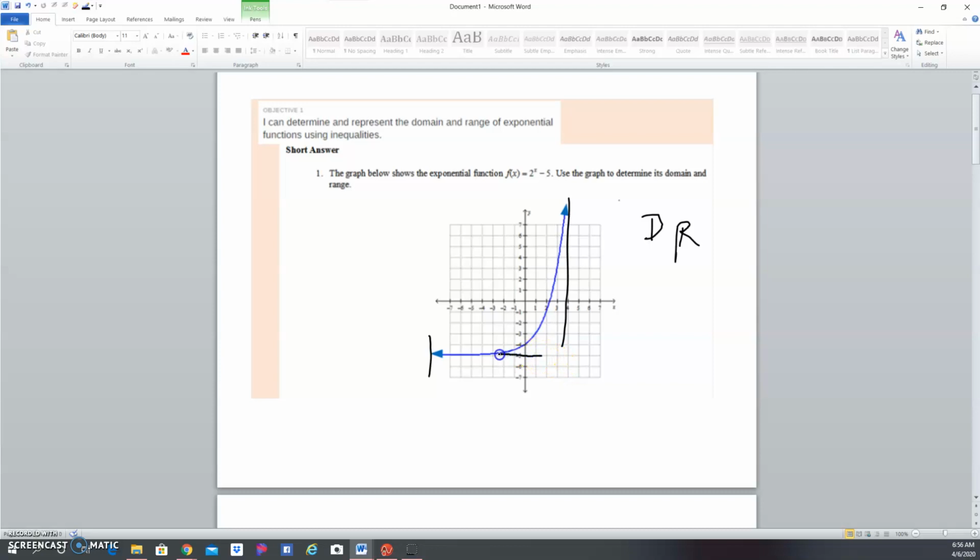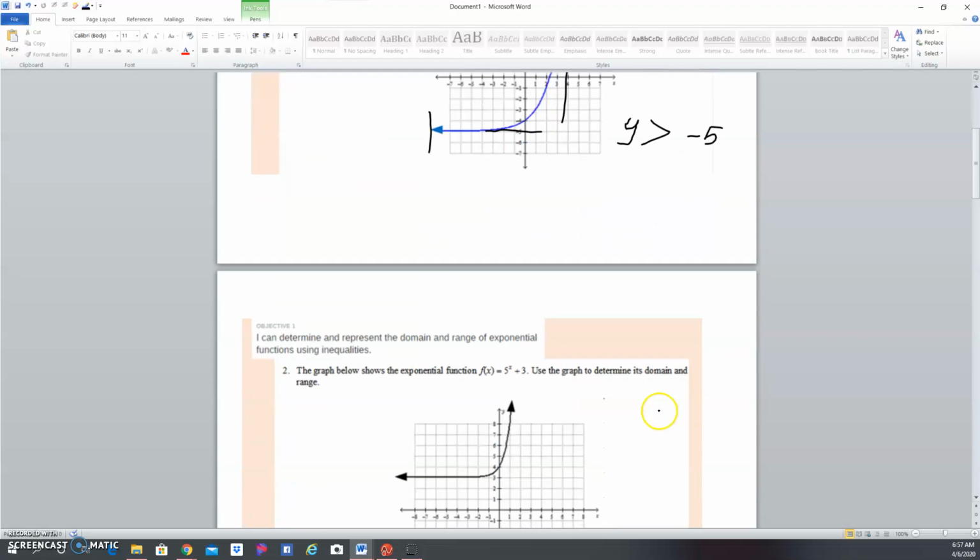So this is your asymptote, okay? And so it's y equals negative 5, and your graph is above that y value. So it's greater than. There's no equal because the graph will never touch an asymptote, and that's basically your asymptote. So let us now go to problem number 2.